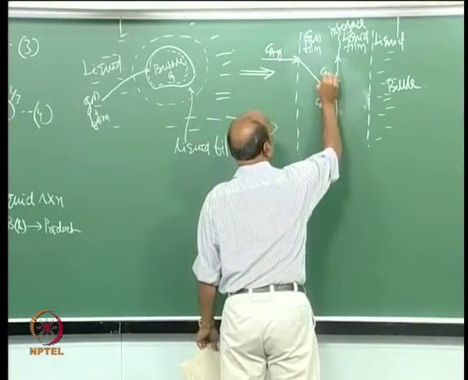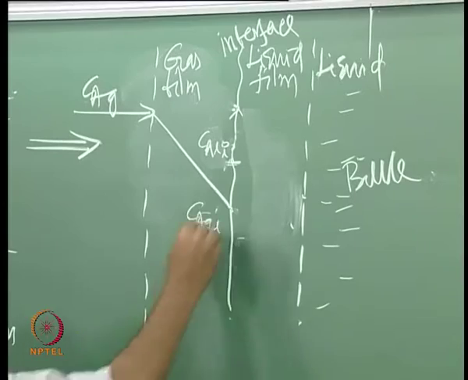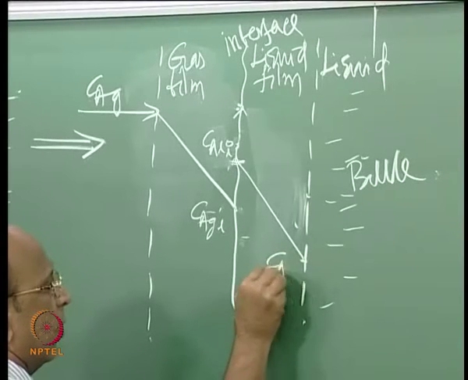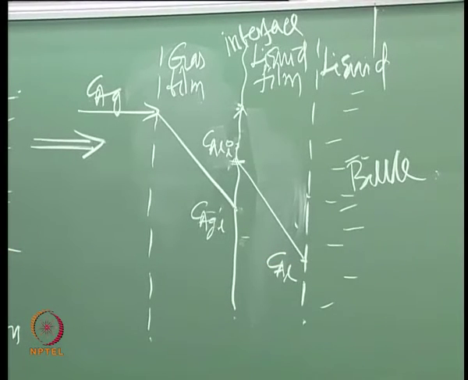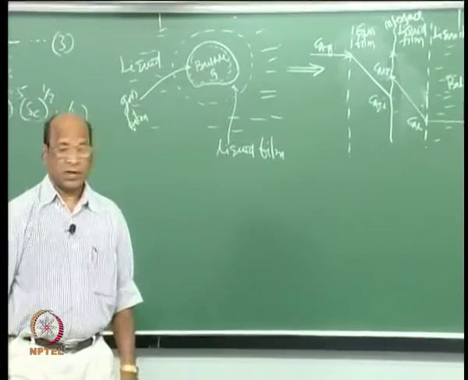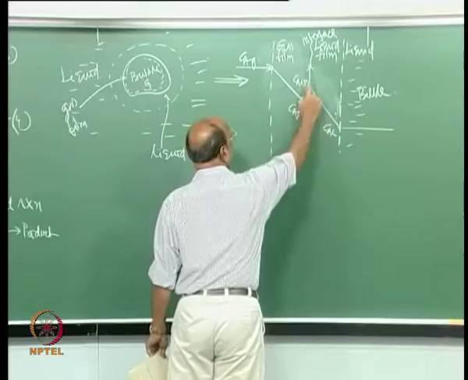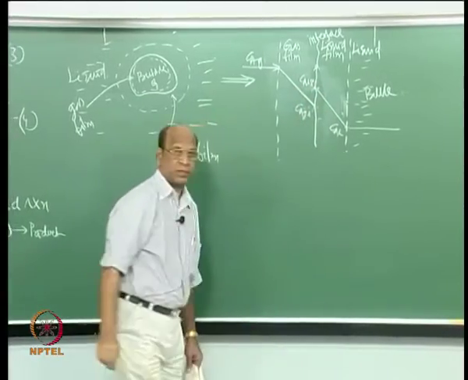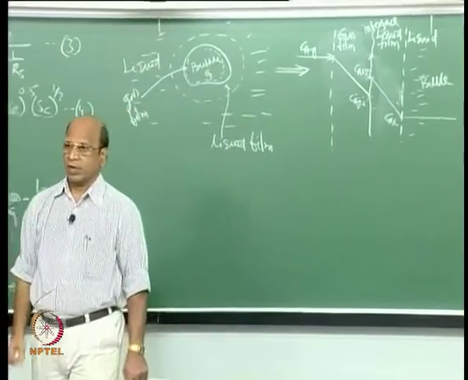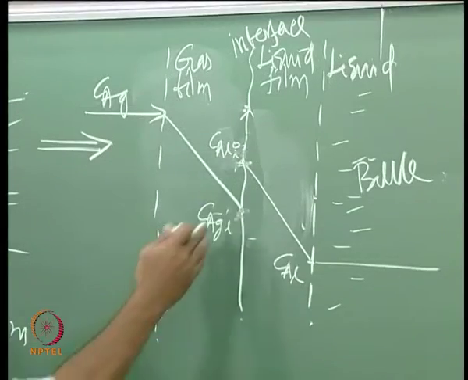at this point I have C_ALI, okay. And from here again this will come here, so this will be C_AL. And from here, it may be constant. Please remember, these two are connected by Henry's law, C_AG, C_AL. Yeah, those two are connected by your Henry's law constant. So, this is the profile.